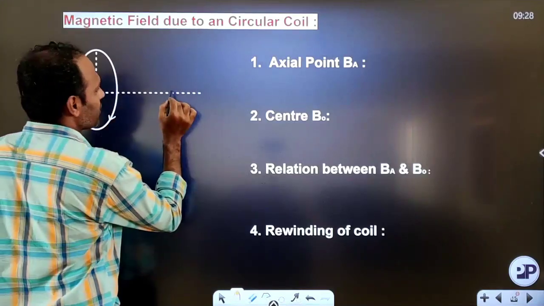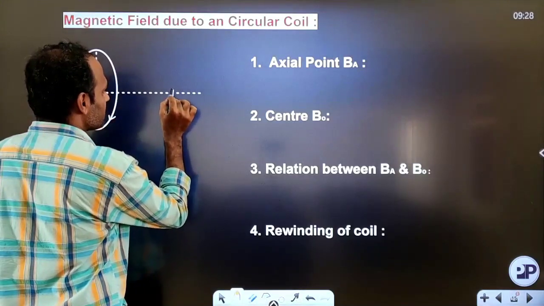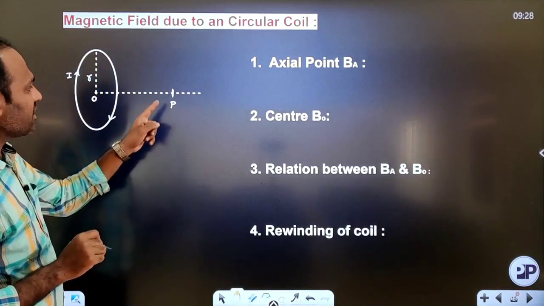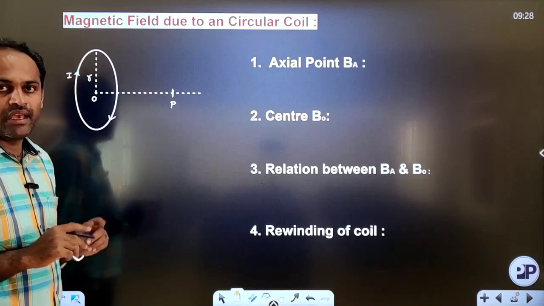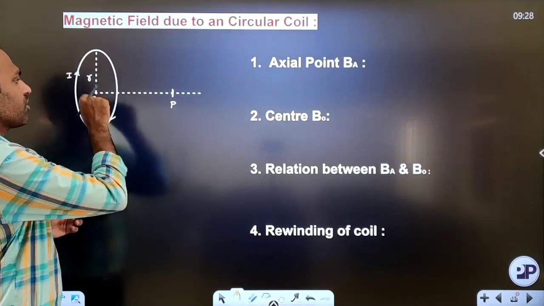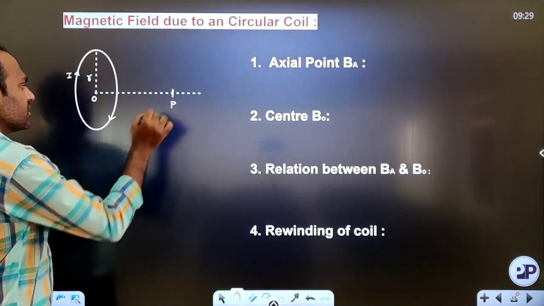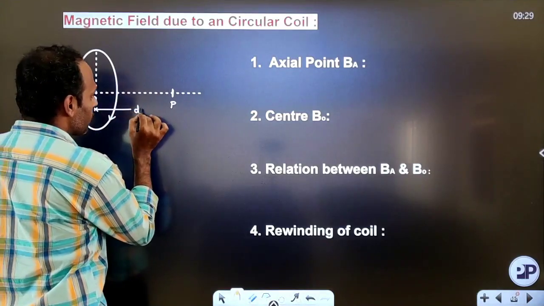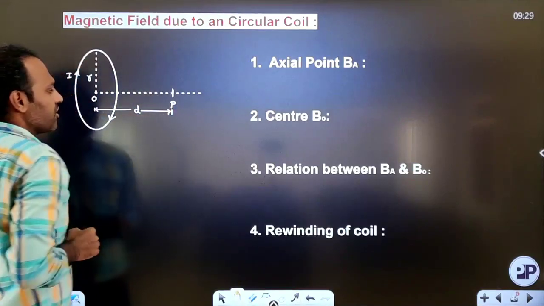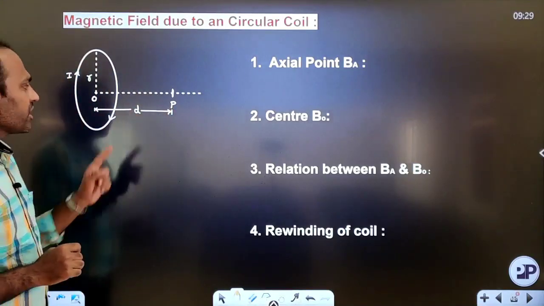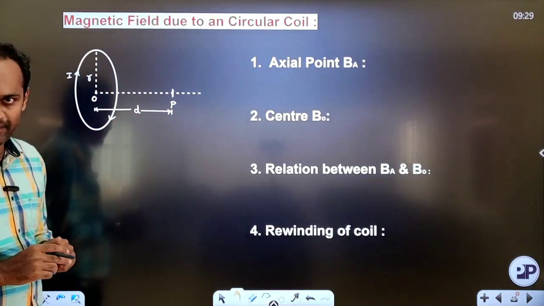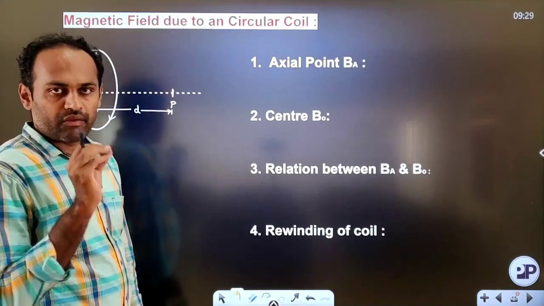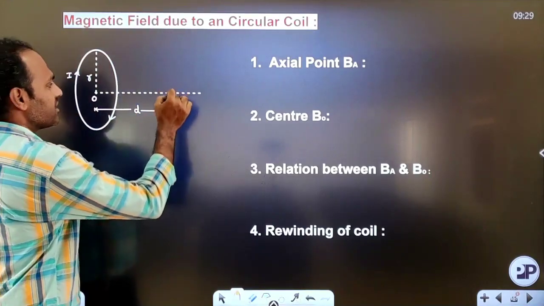I will take a point on the axis. I will take a point here on that axis. I will name that point as P. Right? It is called the axial point of the coil. Why do we call it an axial point? Because it lies on the axis of the circular coil. See, this point P is at a distance D from the center of the circular coil. Right? Okay.